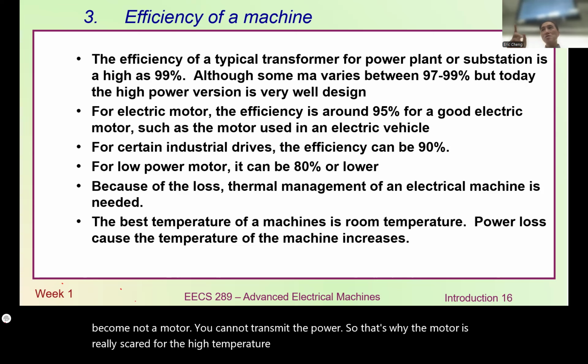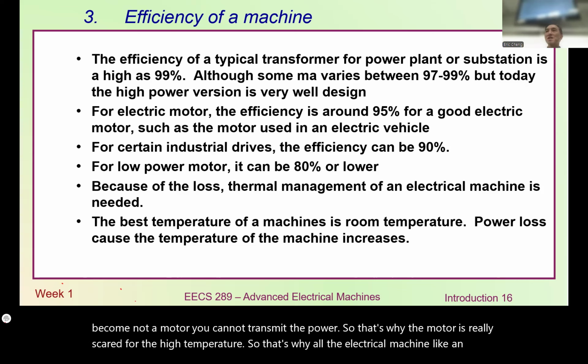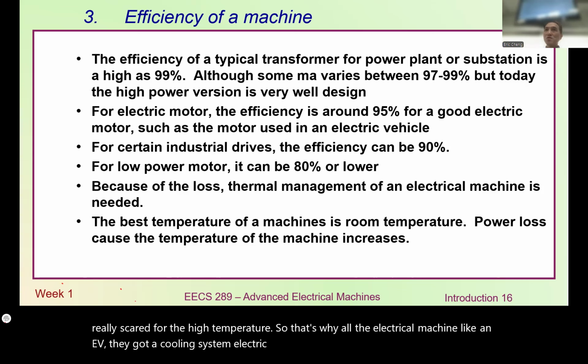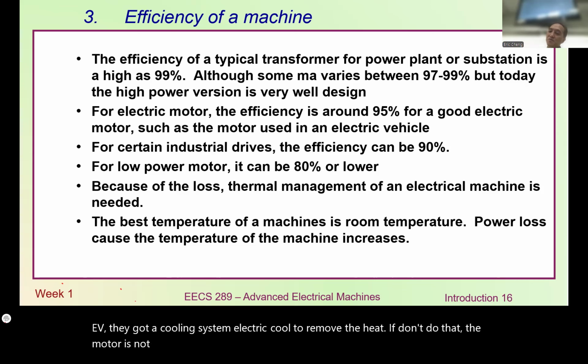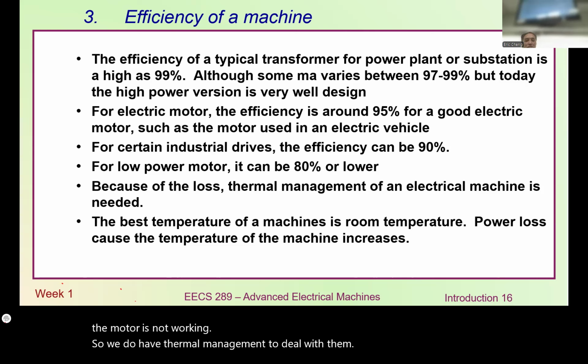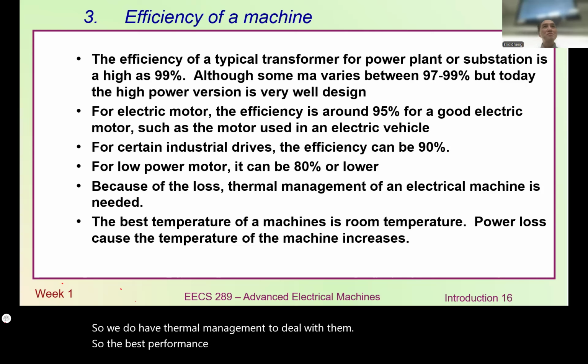That's why all electrical machines, like in an EV, have a liquid cooling system to remove the heat. If you don't do that, the motor is not working. So we have thermal management to deal with it. The best performance of a motor is at room temperature, 20 to 25 degrees. Anything beyond that is not very good. Beyond that temperature, meaning higher or lower, is also no good.